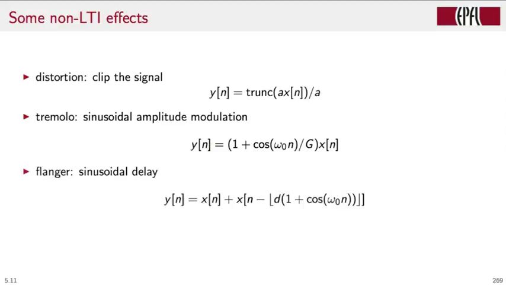Flanger is obtained by summing a signal to a delayed version of itself and by varying the delay in time, usually according to a sinusoidal pattern as well. When you sum a signal to a delayed version of itself, you obtain some spectral nulls in frequency. By changing the delay, the spectral nulls will change their position in time, and this will give rise to a variety of effects from, say, a robotic sound to an artificial chorus.